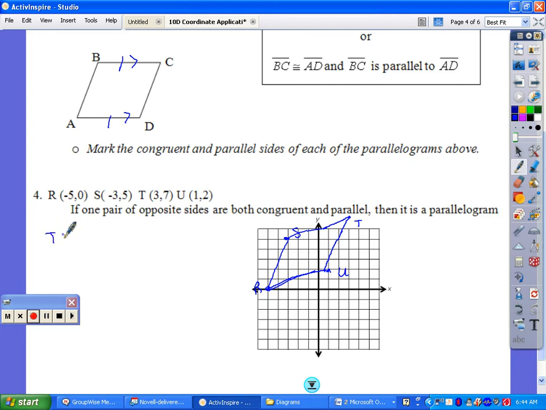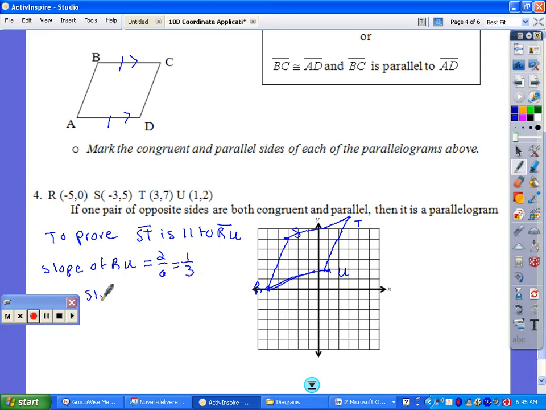So to prove ST is parallel to RU, we need to find the slopes. If we look at the slope of RU on our graph again, we go up 2 and then over 1, 2, 3, 4, 5, 6. So it's 2 over 6, which reduces to 1/3.